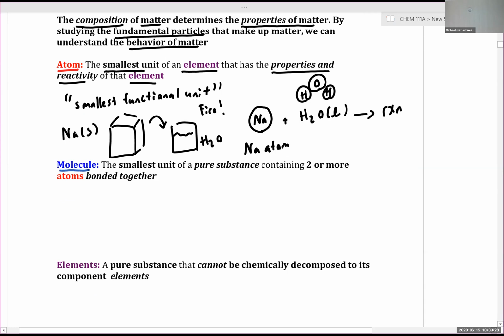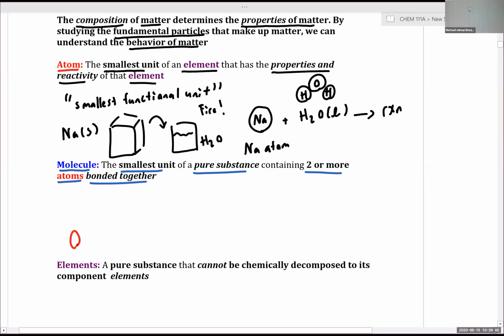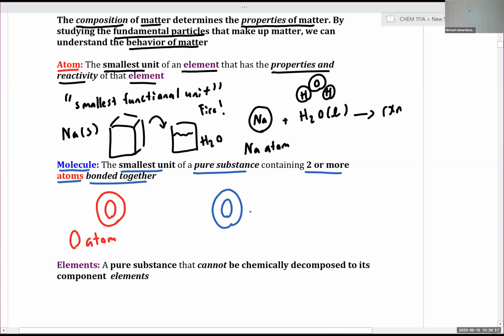So a molecule, quite simply, is the smallest unit of a pure substance containing, and this is really important, two or more atoms bonded together. This is our criteria for a molecule. For example, we can look at an oxygen atom. We just have one oxygen atom. And if we take two oxygen atoms and stick them together, let me draw this a little bit more clearly, this is O2, and this is an oxygen molecule. As long as we have two or more atoms, we're dealing with a molecular species. Now, what's really important is that they're chemically bonded together, and we'll talk about what that means in more detail in later chapters.